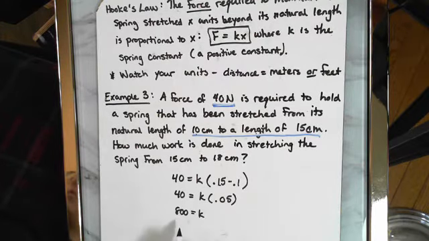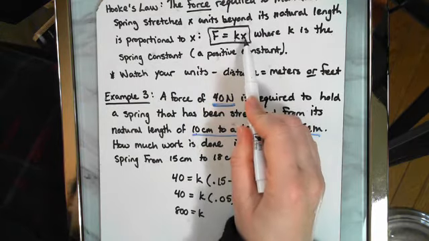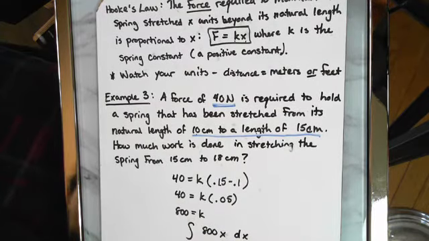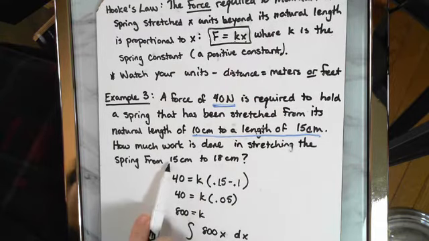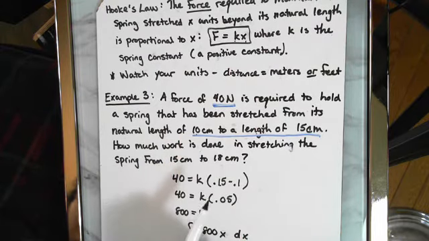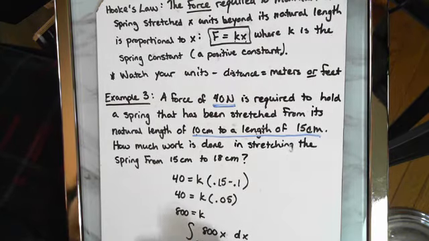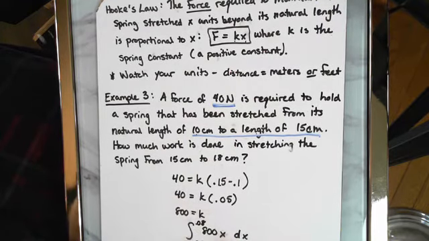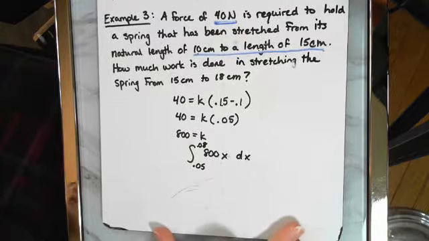Okay, so now I'm going to take this and put it into my work integral. Okay, my force is k times x. So I have 800 times x dx. And I need the integral. Now I need to look at what we're given here. It says from 15 centimeters to 18 centimeters. So in my integral, I need to figure out how far beyond the natural length of 0.1 this is. So 0.1 subtracted from 0.15 is 0.05, and 0.1 subtracted from 0.18 is 0.08. So those are my values in my integral.